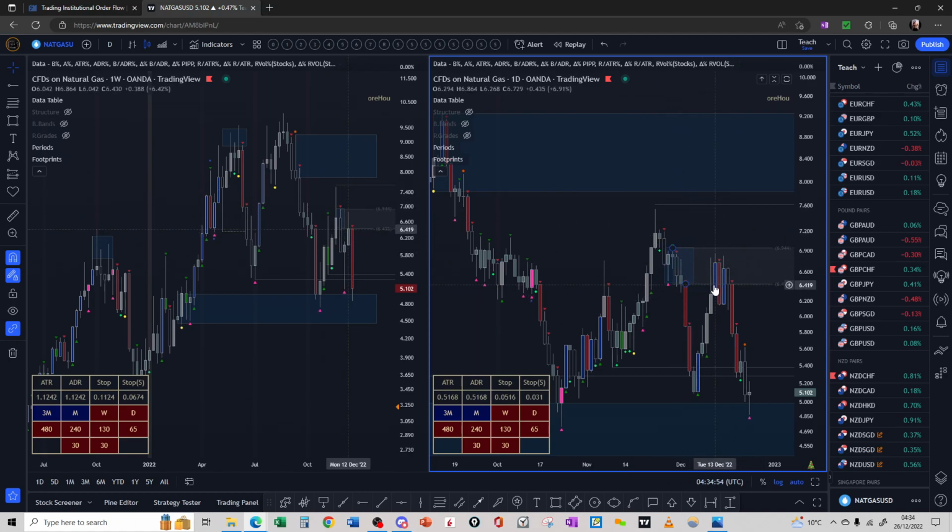So if you placed your entry there, your safest stop would be up there. You could try to put it here. It's risky. You could try to put it there. It's risky because it's inside a supply zone.